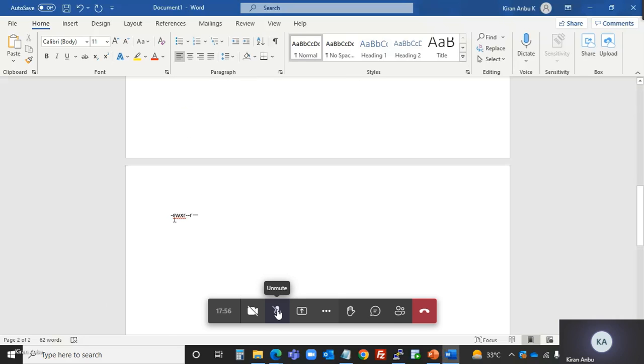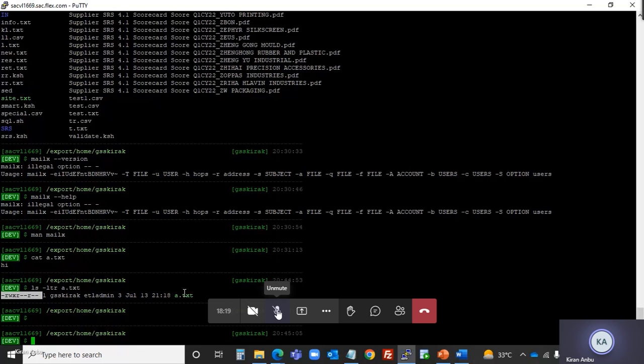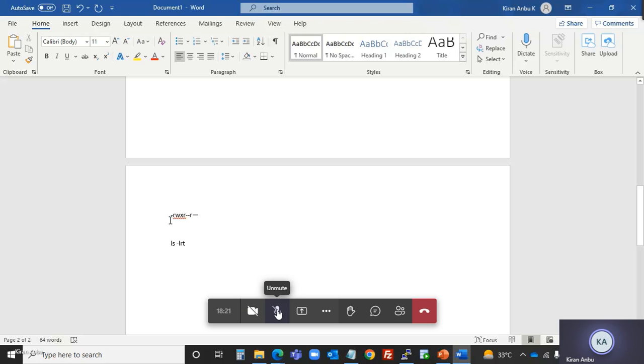So initially you have rwx. So can you say which permission? So for this a dot text, just now I used ls -l -rt to see this file. I have listed this file along with the permissions, with everything it got created. From this I got this one. So what is the permission for this particular file?